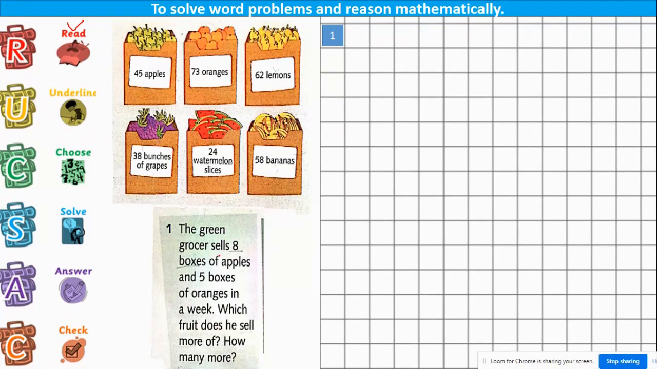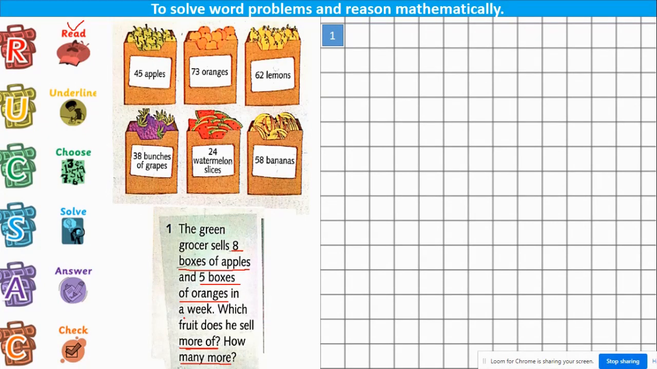The greengrocer sells 8 boxes of apples. This information is important. 5 boxes of oranges. Okay. Which fruit does he sell more of? And how many more? All right. All this information is important for solving the word problem.